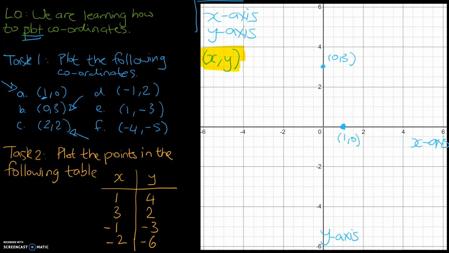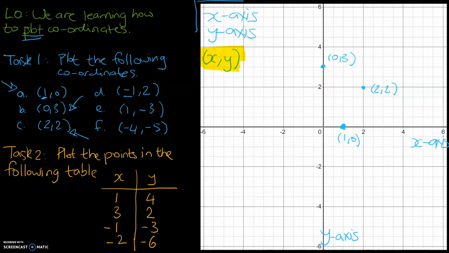We've now got something a bit different, (2, 2). So we're going to start off on the 2, and the first value always relates to the x-axis, and then from that point on the x-axis, we're going to move up 2 to our new point. So that's 2 on the x and 2 on the y, and that makes that point (2, 2). We're now going to start dealing with some negative numbers to see how they work.